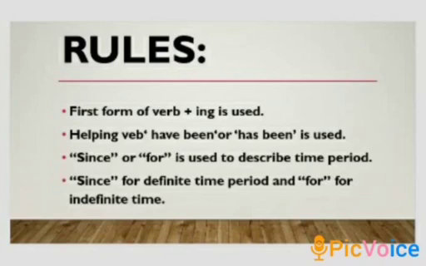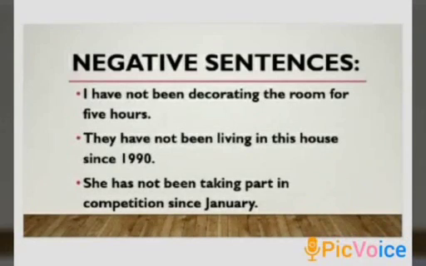So since and for are used for the time period. Since is used for a definite time period, and for is used if the time period is not specific. Now let's see the negative sentences. I have not been decorating the room for 5 hours. They have not been living in this house since 1990. She has not been taking part in competition since January.